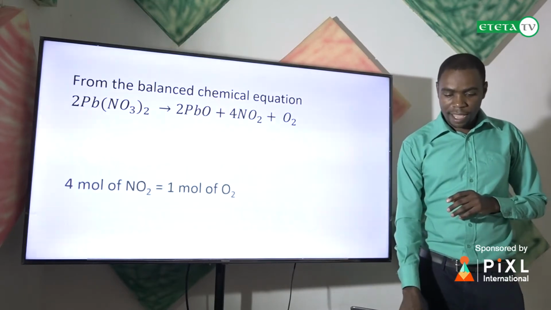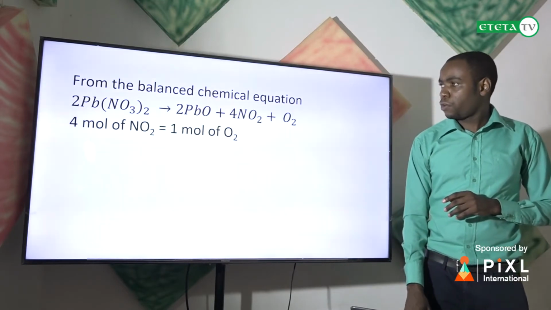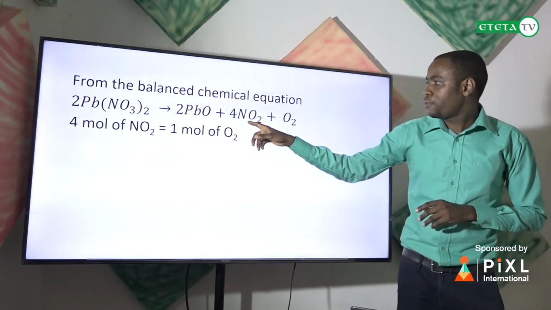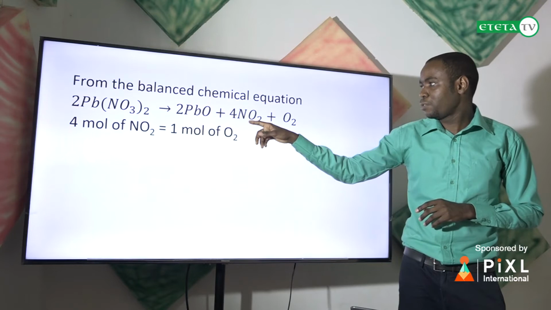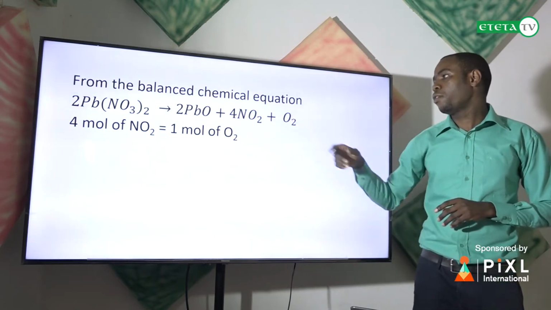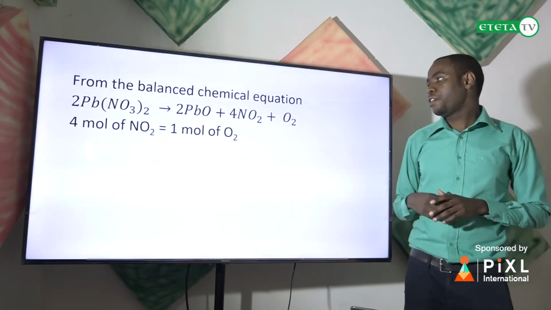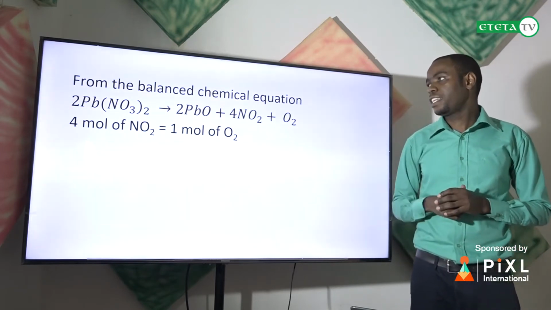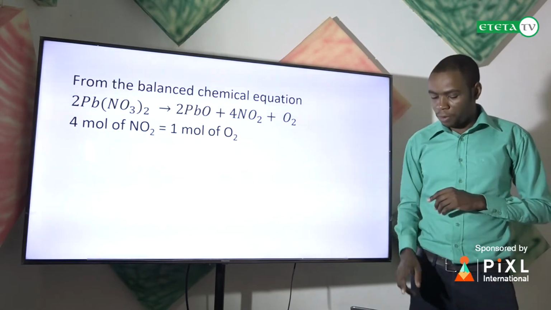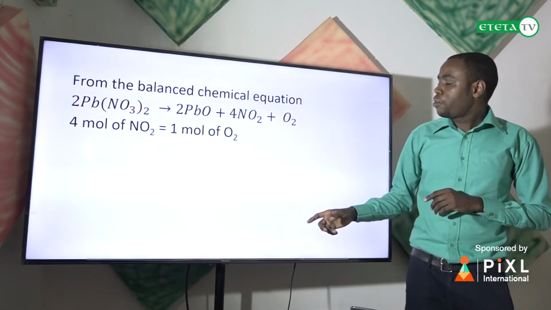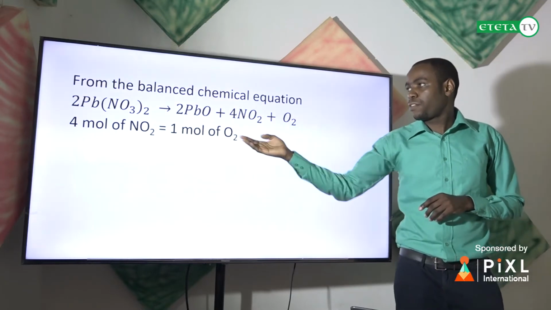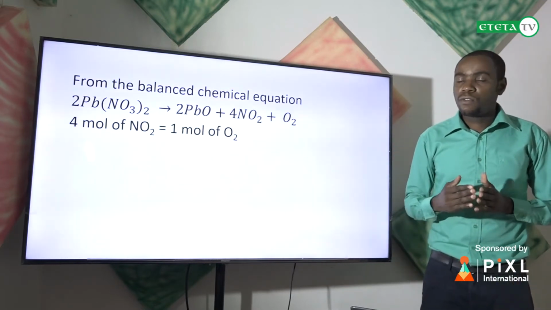oxygen gas. Now, by using a molar ratio, it will be 4 mole of nitrogen dioxide, which you have been asked to calculate, is equal to 1 mole of oxygen. 4 mole is equal to 1 mole of oxygen gas. Here you have been given the volume of oxygen gas. So if 4 moles is equivalent to 1 mole. Now, because you have been given the volume, then they ask you to calculate the volume, you have to convert this number of moles to volume.